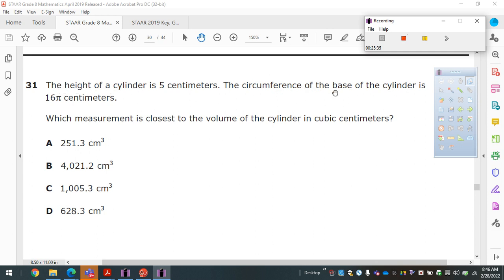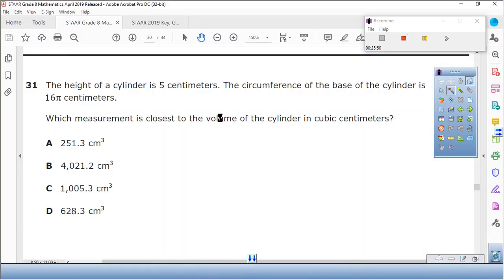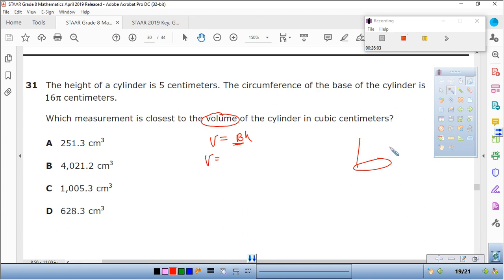The height of the cylinder is 5 centimeters. The circumference of the base of the cylinder is 16 pi centimeters. Which measurement is closest to the volume of the cylinder? Ooh, this is a good question. Volume, guys. If you look at your reference material, is it going to be BH? But B in this situation is what? The area of a circle. So I have a cylinder like this. We have the area of the circle times your height. How do you get the area of a circle? Pi radius squared times h. What is the closest measurement to the volume?